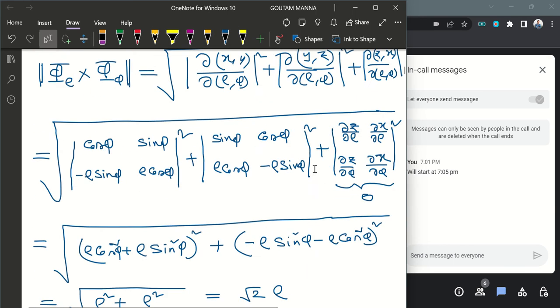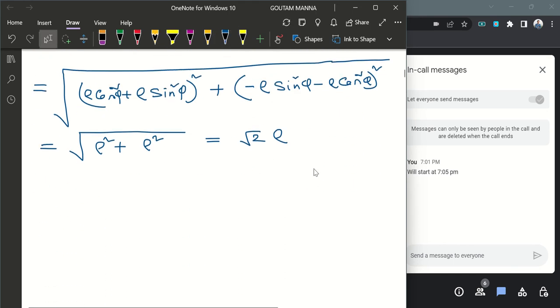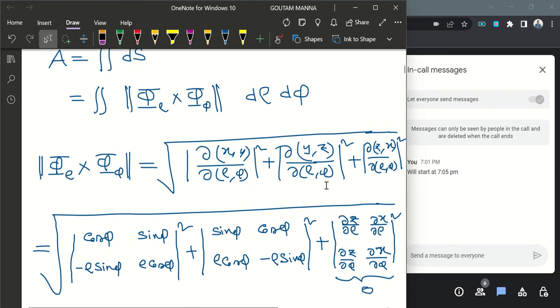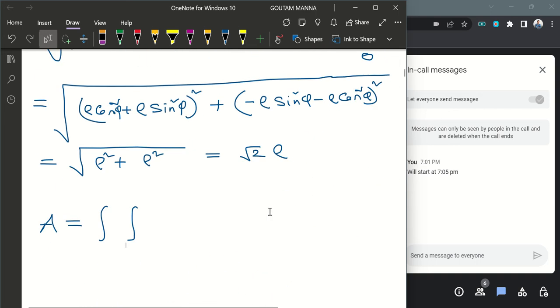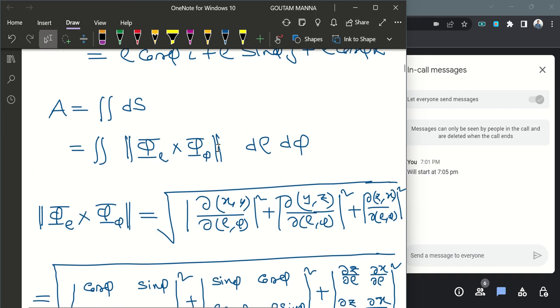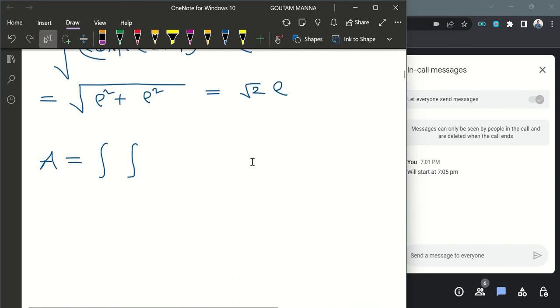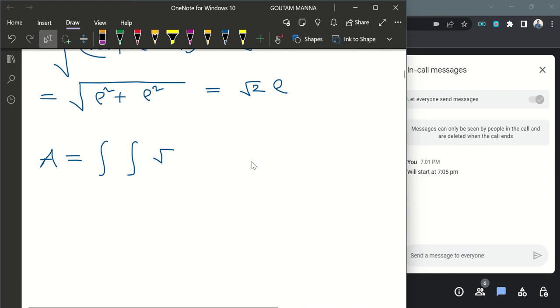So then the area of this elliptical region will be the surface integral of this quantity we already calculated, that is root 2 rho. So root 2 rho d rho d phi.